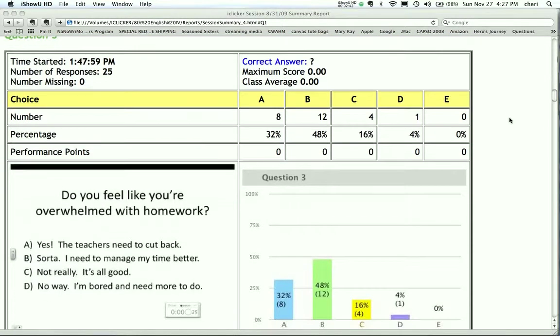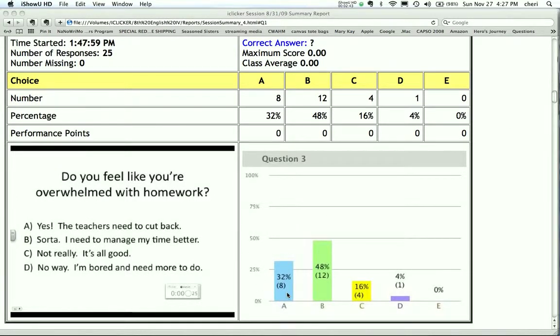Was it feeling overwhelming? And you can see that I had about a third of the students already starting to experience a little bit of anxiety and stress, but a good half of them were seeing that more of a time management issue, and then some of them were doing just fine.